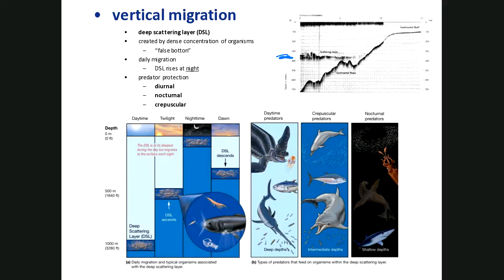So a deep scattering layer is basically just kind of staying one step ahead of these different types of predators, because there are daytime predators, which are called diurnal predators. Nocturnal predators are nighttime, and this is a cool word, I like this word, crepuscular. Crepuscular, like rabbits are crepuscular. They come out at dawn and dusk.